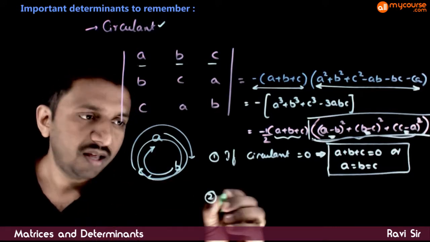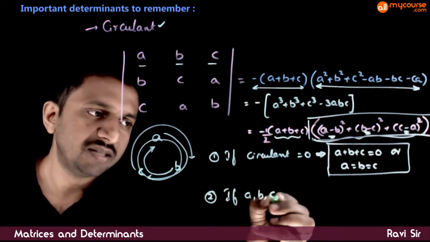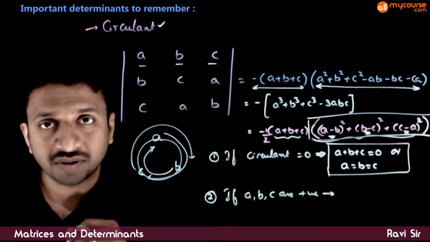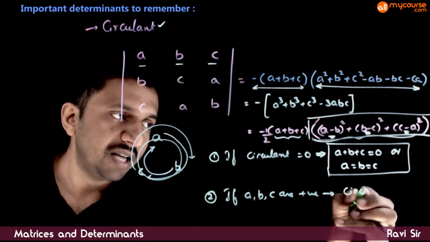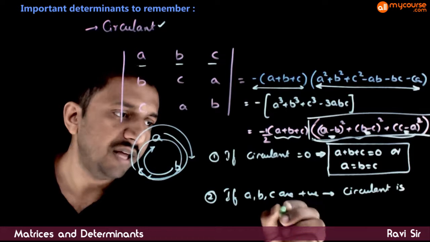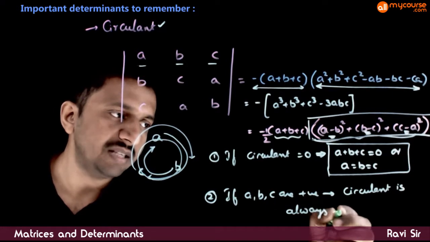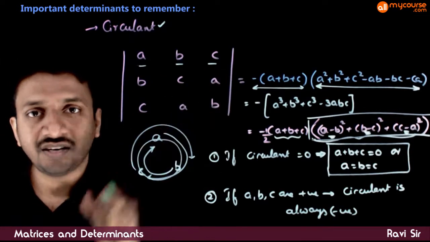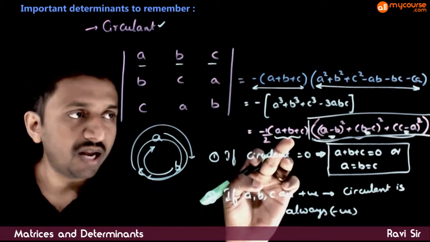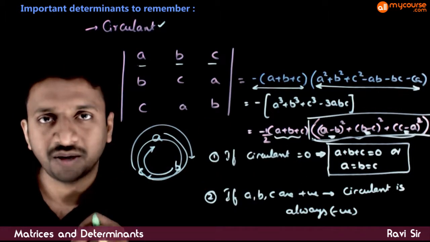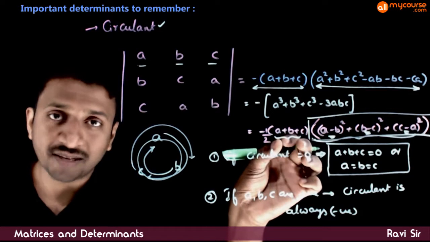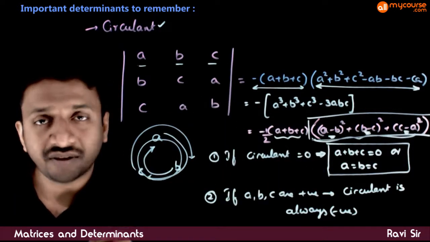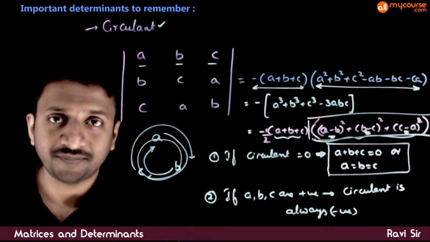Next, if A, B, C are positive, if the circulant is made of positive numbers, then the circulant value is always negative. If the circulant is made of positive numbers, the value of this determinant will always be negative. You can conclude it from this formula. Because A, B, C are positive, so A plus B plus C is positive. This is always positive. So into minus half will always be a negative number.